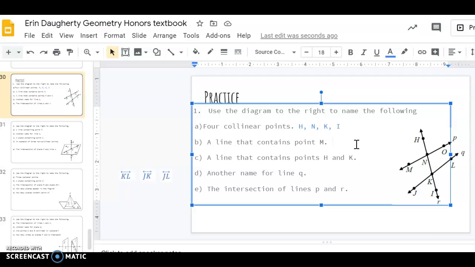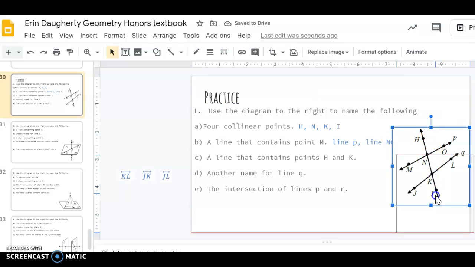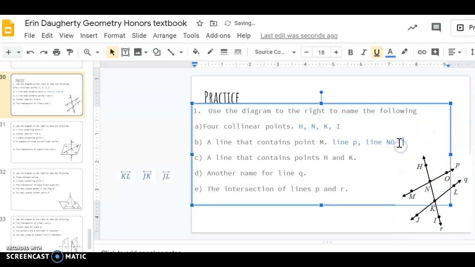So if I'm looking at point M, now the easiest way to name this line, because they gave me a lowercase letter to name this line, is just by saying line lowercase p. And so I can do that. Another way to name a line is I need 2 points, so this would just be line MO. I could also identify this, I'm going to move this image down, by specifying line MN.